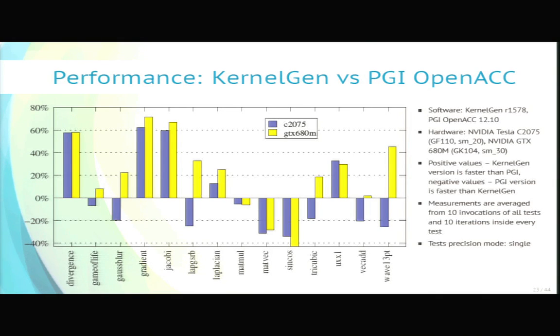So this chart shows how much faster KernelGen is than PGI. For example, for the gradient test case, the kernels generated by KernelGen are about 60% faster than the kernels generated by PGI. And this situation is quite common, not for all test cases, but for most of them.